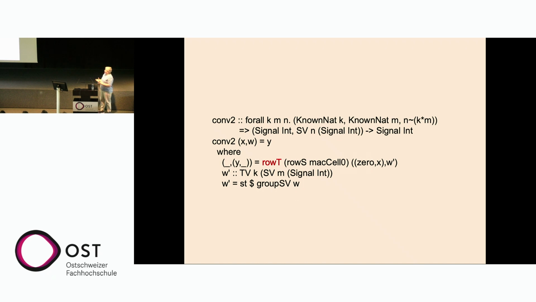And now I can say, okay, I want to take, instead of row S, I'm going to have row T of row S. This is quite hard to think about, but the types help. So if n is k times m, then I had to add some types here. I had to talk about the W prime here, which is going to be a TVK of an SVN of something. So it's a time sequence of a space sequence of things. So you can kind of express access patterns in this way, so that's quite nice.